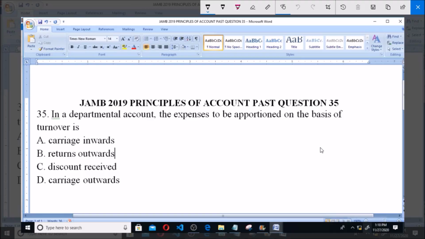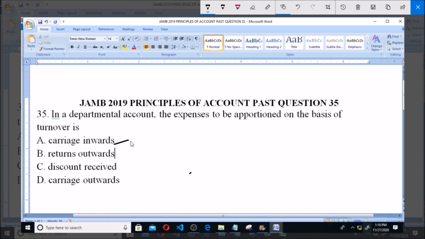2019 Principles of Accounts, past question number 35. In a departmental account, the expenses to be apportioned on the basis of turnover is option A, say carriage inward. Option A says carriage inward.